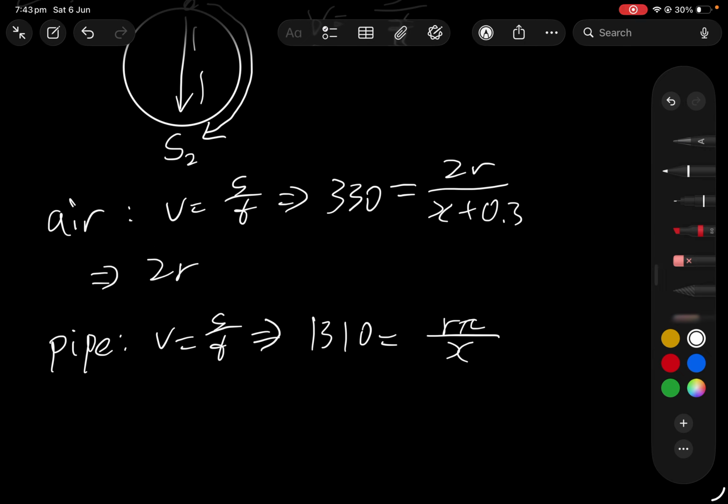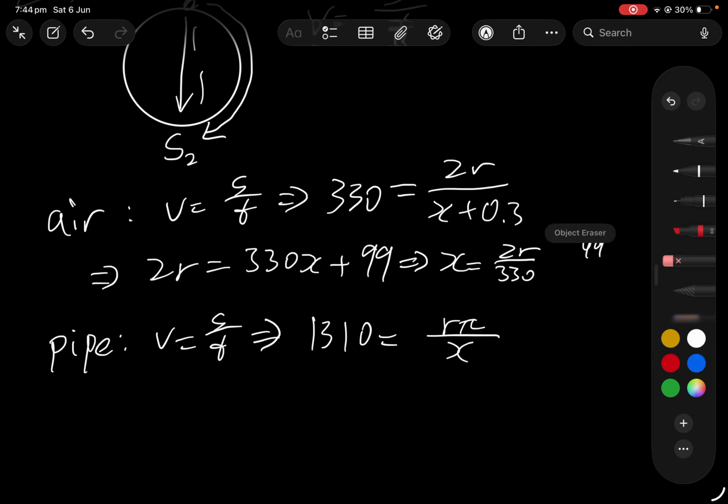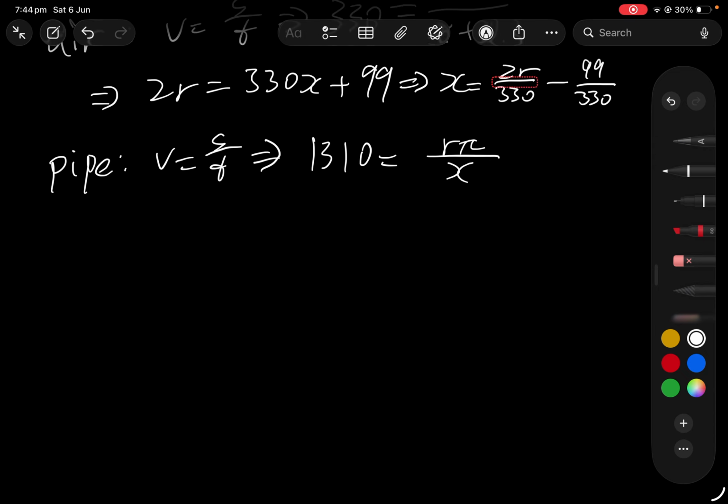So it'll be 2r equals 330x plus 330 times 0.3. That's 99. That means x equals 2r over 330 plus 99, wait, it'll be take 99 over 330. Okay, that's good. And then now we're going to rearrange x here. So that means x equals just r pi over 1310.